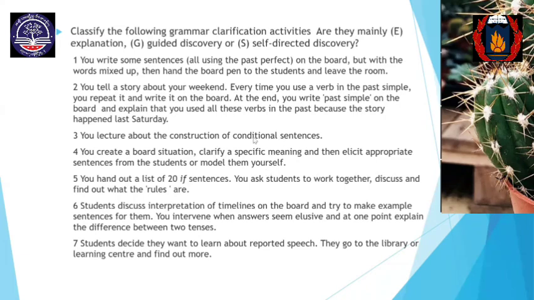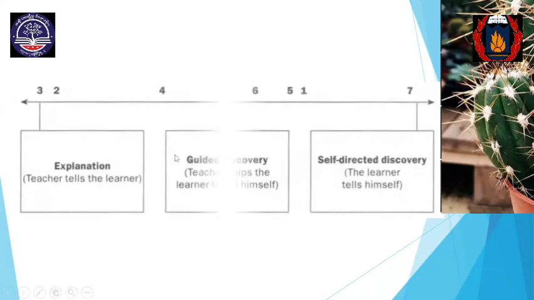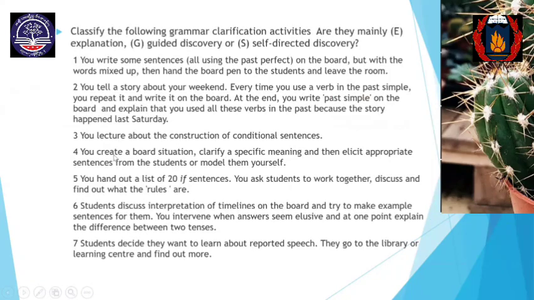Last week we classified these statements as explanation, guided discovery, or self-directed discovery. Here we have this diagram. Even though this diagram is not exactly the same as our decision or our choice, from left to right, we start from number 3, which is explanation. We choose explanation. It's number 3.